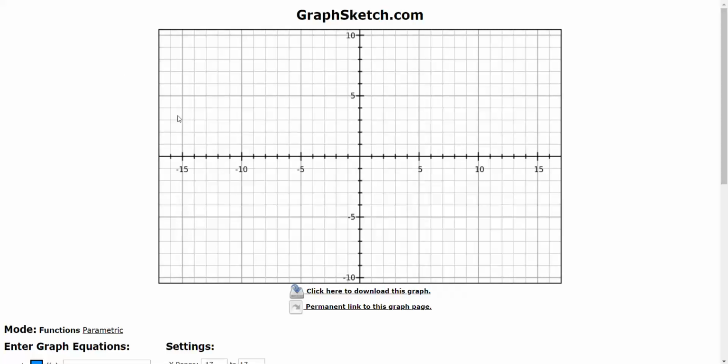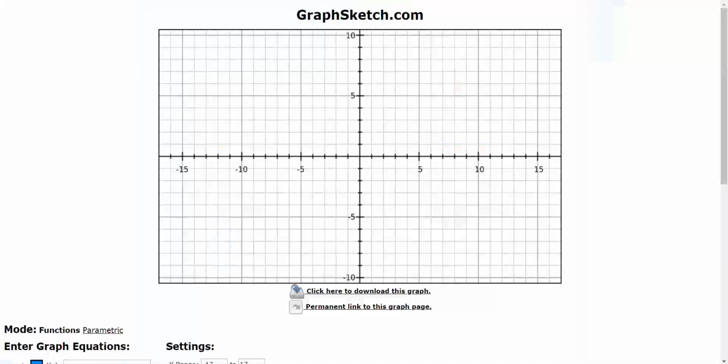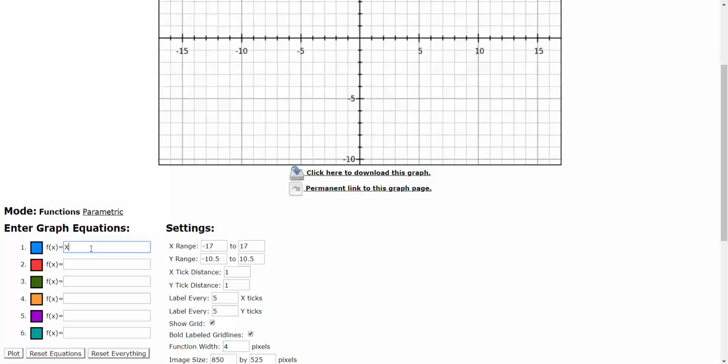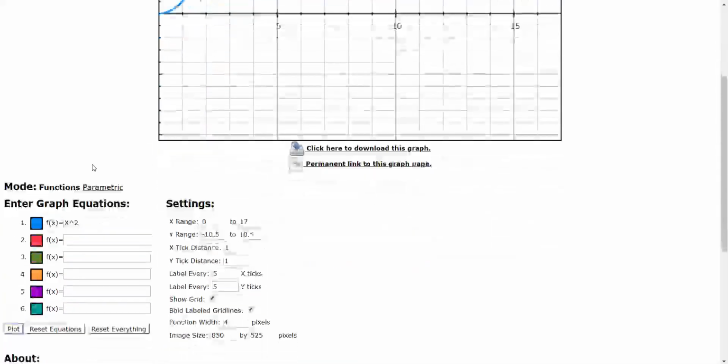So here's a nice tool that we could use. So we have x squared and the square root of x. Let's plot x squared. There's a set of instructions that you could use here. So x squared is basically a to the power of b. And then the range should be from positive, so let's just opt for 0 to 17, and let's plot this. So this is what we're getting. Positive numbers, and it's going upwards.